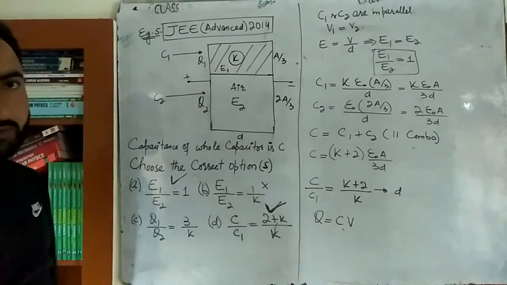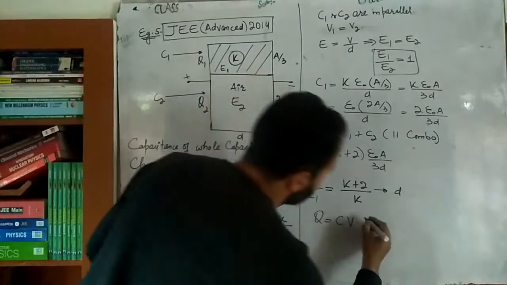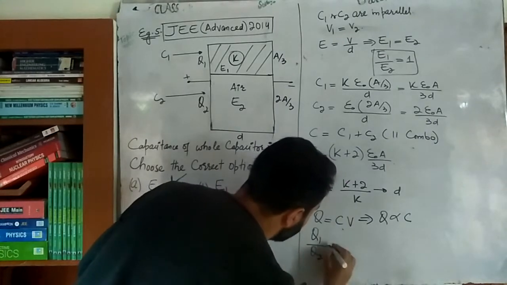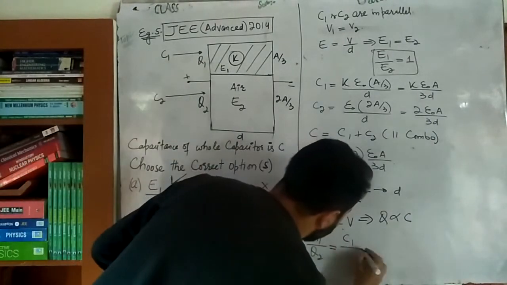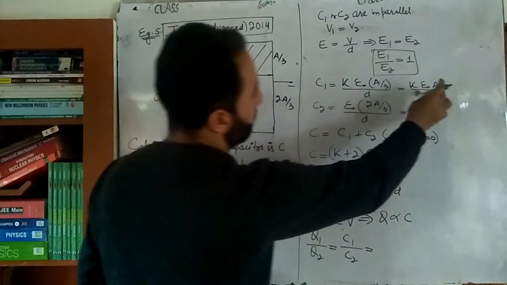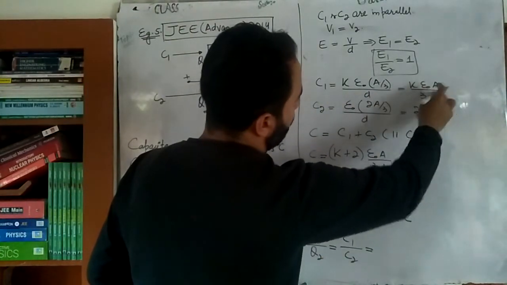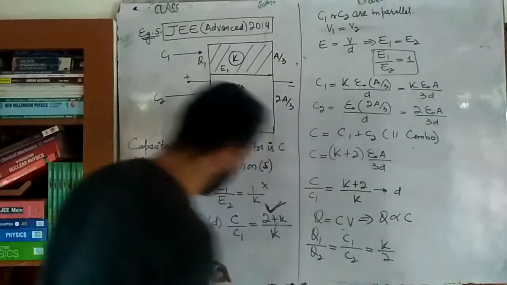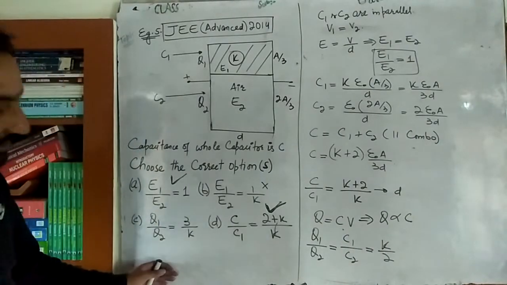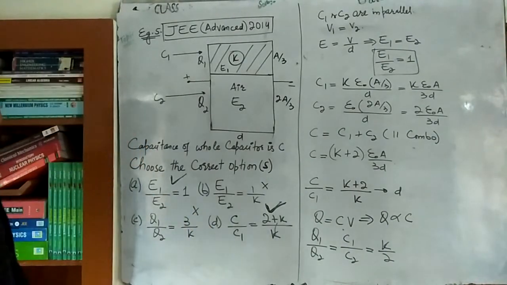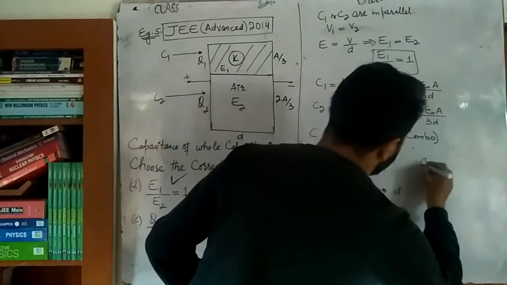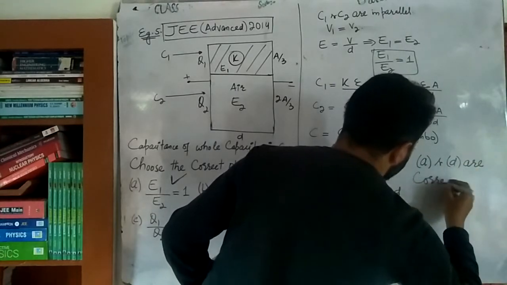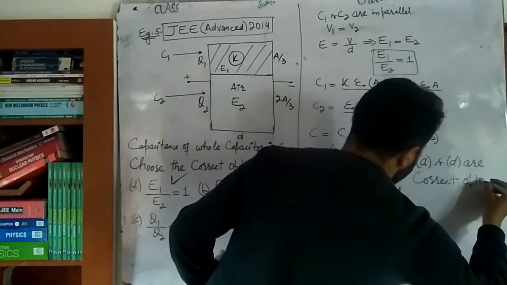Q is equal to C multiplied by V. The potential difference for both is the same, that implies Q is proportional to C. That means Q1 divided by Q2 will be equal to C1 divided by C2. And how much are C1 and C2? C1 is this, C2 is this. If you find the ratio, epsilon naught A by 3D will cancel, so the answer will be K by 2. Okay, but it is incorrect, that means this one is incorrect. So what are the correct options now? Correct options are A and D.